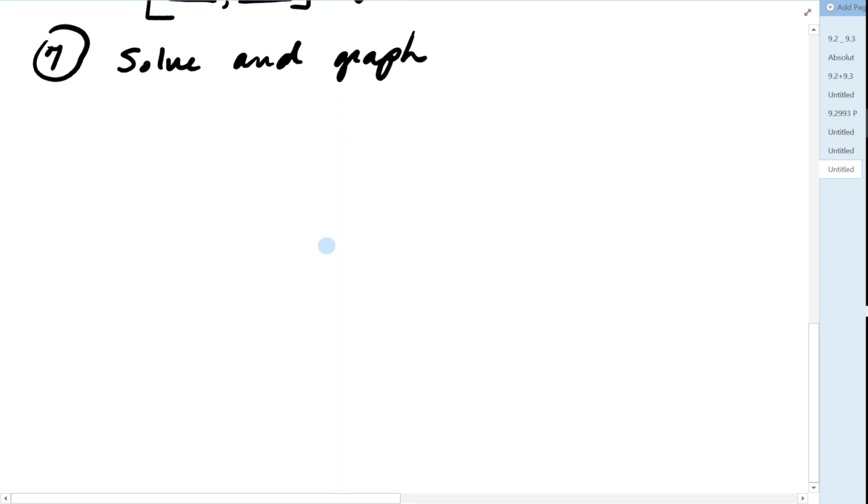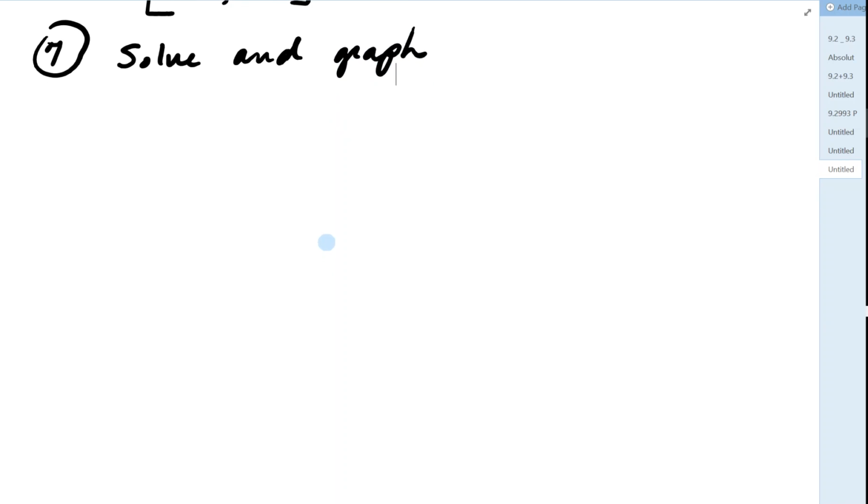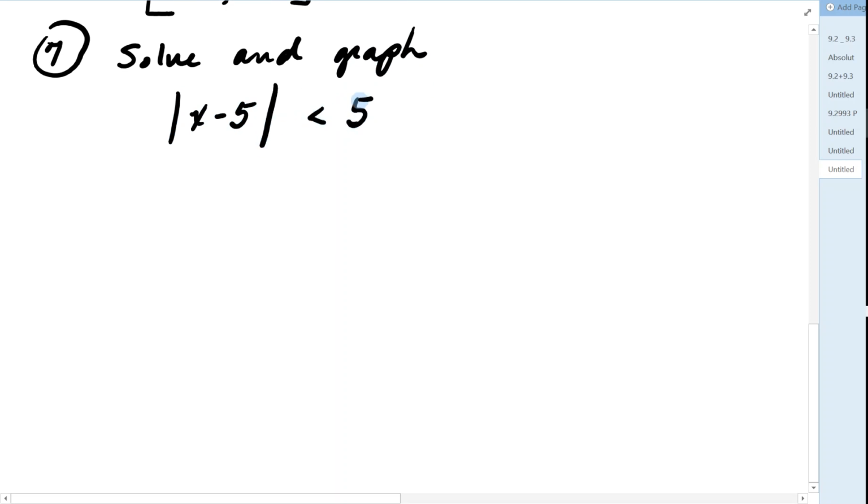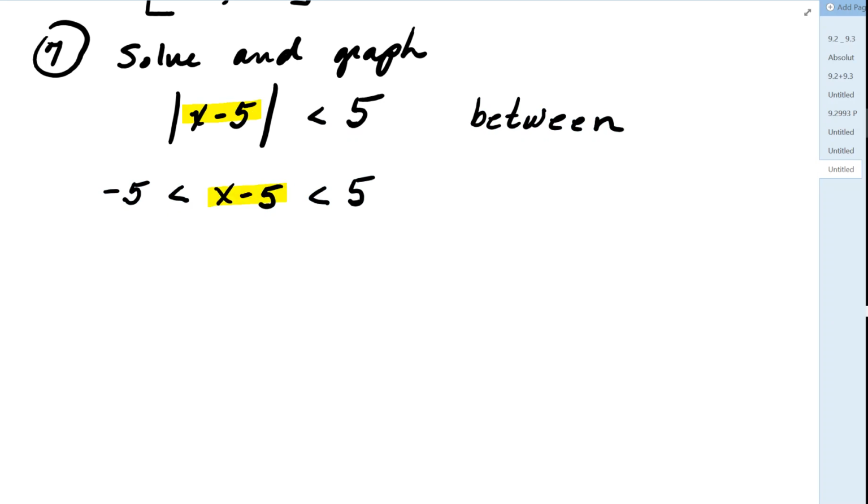And if you have your problem sets, it might make it a little easier to take these notes. We have the absolute value of x minus 5 is less than 5. Every time you have absolute value with less than, you need to think between. Make sure that the absolute value is isolated. So you will start with -5 less than x minus 5 less than 5. This quantity right here is what goes between them.